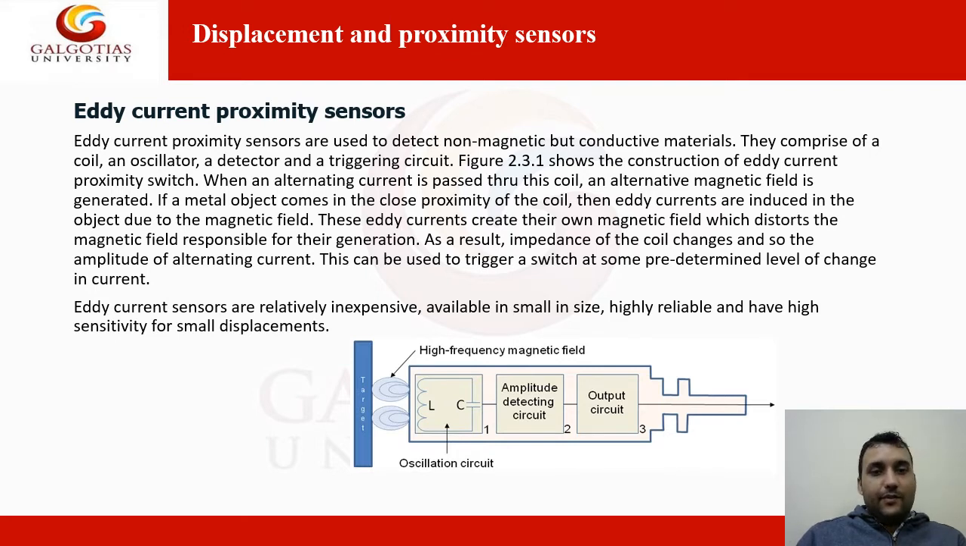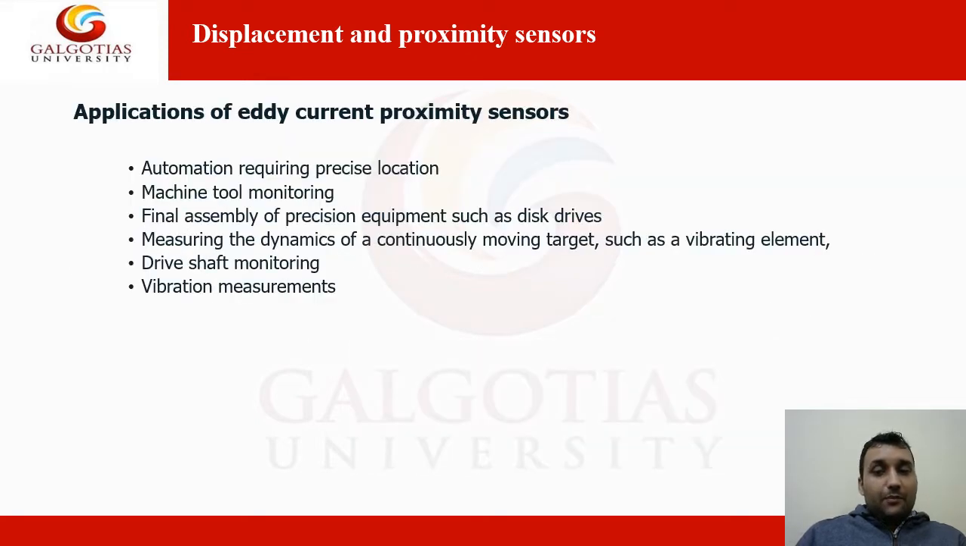These are eddy current proximity sensors. The applications of eddy current proximity sensors are automation requiring precise measurements, machine tool monitoring, final assembly of precision equipment such as disk drives, measuring the dynamics of continuously moving targets such as vibrating elements, drive shaft monitoring, and vibration measurement.